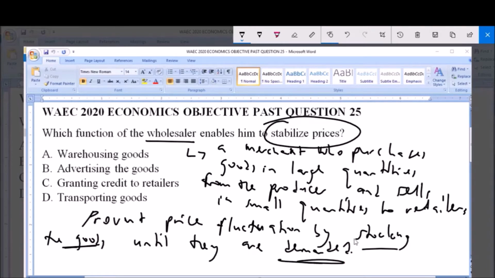So stocking of goods until they are demanded is described as warehousing. So warehousing is that commercial activity that entails stocking of goods until they are demanded before they are used. So this helps to stabilize prices, and as a function of the wholesaler, that is A, warehousing goods.